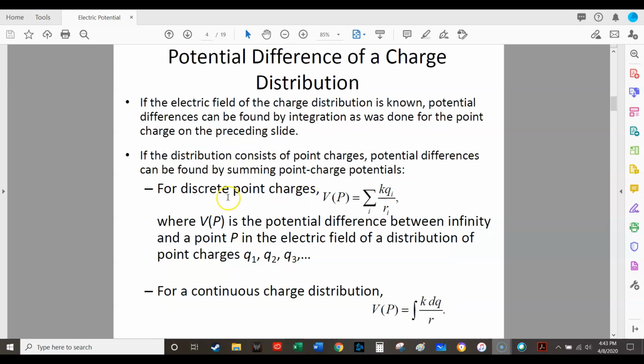So again, for discrete charges, you're just summing up all the individual charges. But what happens if you have a huge distribution of charges? So much charge, billions and billions of charges. Well, calculating each discrete charge is not going to be the best strategy to solve this. So what we're going to do is calculate along the continuum of charges using the charge density, lambda or sigma or rho.